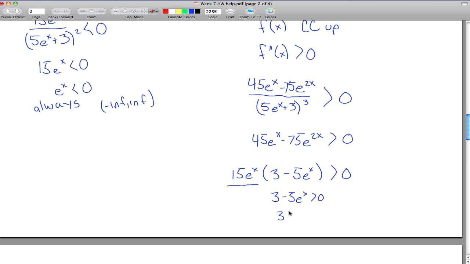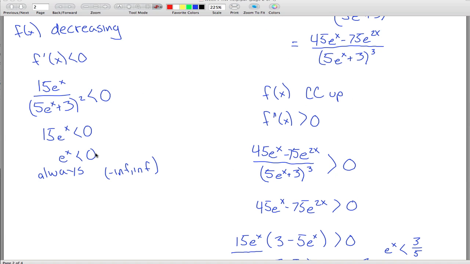That is, if 3 is greater than 5 e to the x. Maybe I'll move over to here. That is, e to the x is less than... I kind of like having my variable on the left hand side, so I'll move this part over here and divide both sides by 5. And so finally, to solve for x here, take the natural log of both sides, and we get our answer that this function is concave up when x is less than the natural log of 3/5, or in interval notation, everything from negative infinity all the way up to natural log of 3/5.